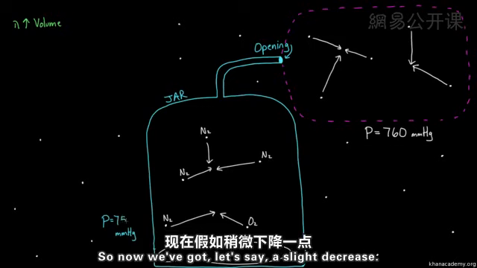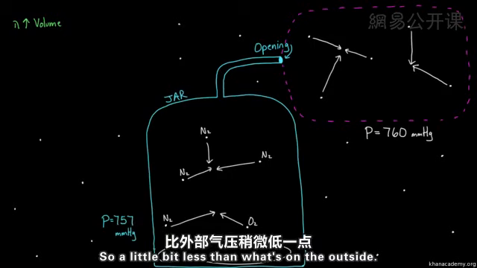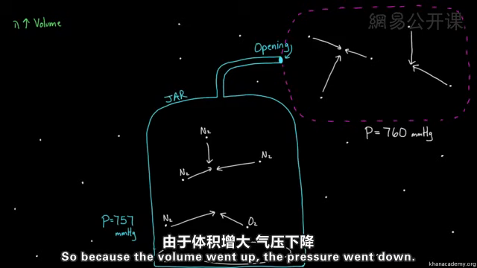So now we've got, let's say, a slight decrease. It went to 757, so a little bit less than what's on the outside. So because the volume went up, the pressure went down.